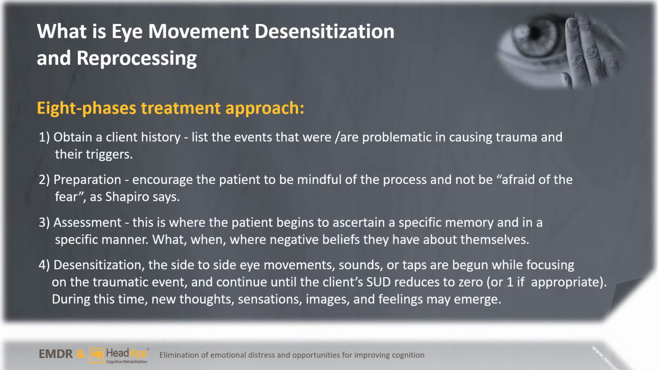4, desensitization. This involves the lateral side-to-side movements of the therapist's hand before the visual field of the patient. Sounds with a headset, for example, with alternating sounds. And on your slide, it indicates taps. That was the beginning of EMDR treatment. It is now done with vibrating pads, one in each hand. And while focusing on the traumatic event, they are experiencing these particular stimuli. It continues until the client's SUD score reduces to 0 from 10. During this time, new thoughts, sensations, images, and feelings may emerge.